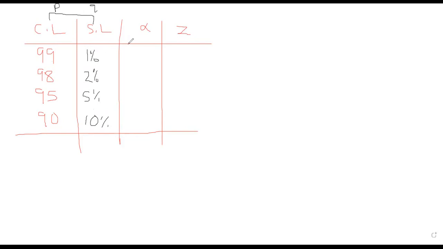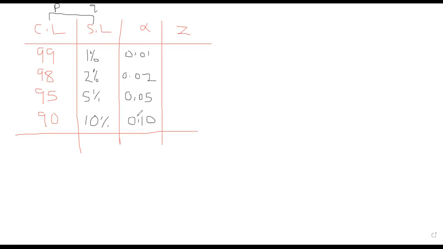And when you divide the significance level by 100, you get the decimal, which is called the alpha value. So our alpha here is 0.01. Followed by what? 0.02. Then followed by what? 0.05. We're just dividing these figures by 100. Then finally 0.10.